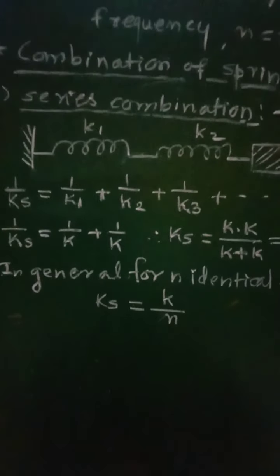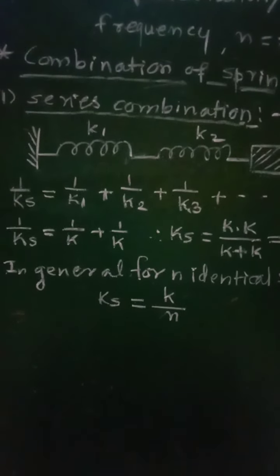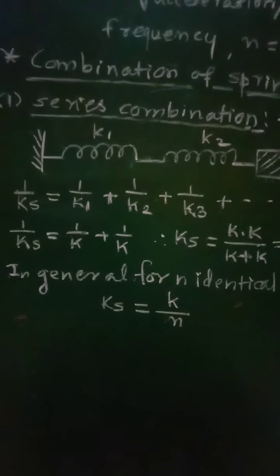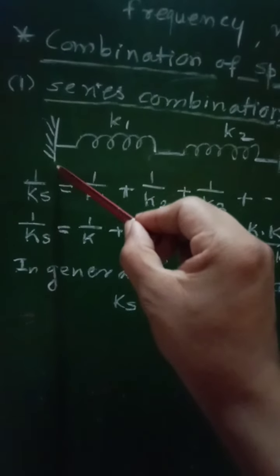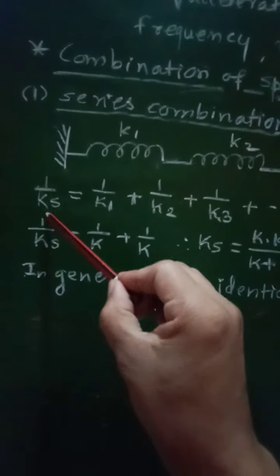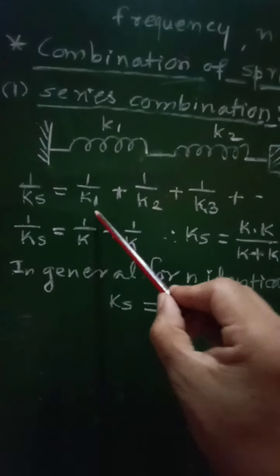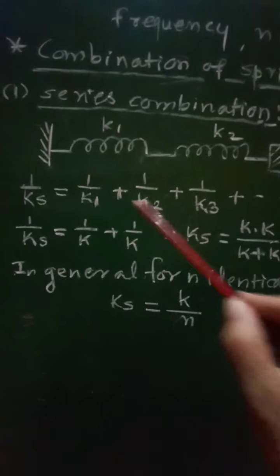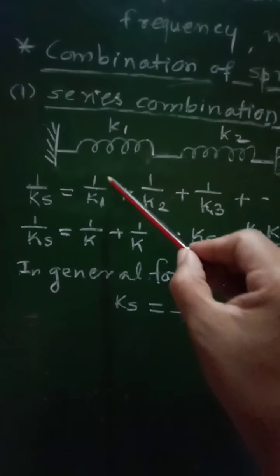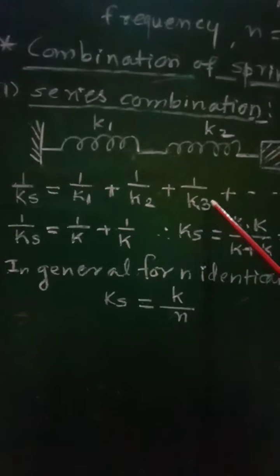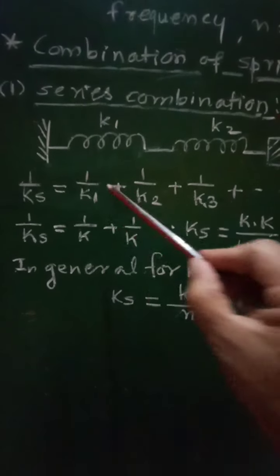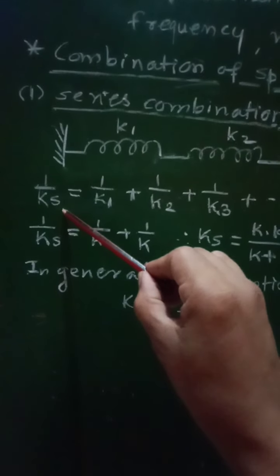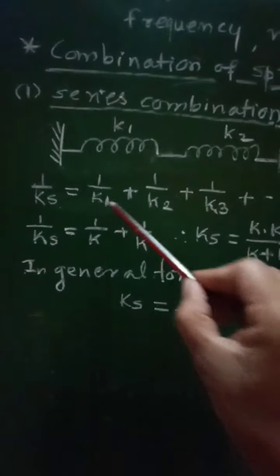If K1, K2, K3 are the force constants for all these springs, and these springs are connected in series, then the reciprocal of the effective force constant is equal to the sum of reciprocals of the individual force constants, that is 1 by Ks equals 1 by K1 plus 1 by K2 plus 1 by K3 and so on. Here K represents force constant, and Ks represents the effective force constant for the series combination.